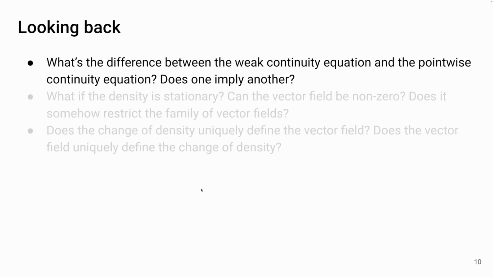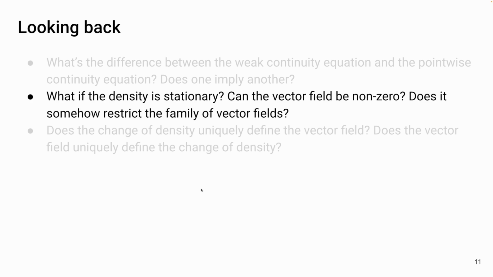After we have the result, I suggest you look back, which is a very important part of both your studies and research. And while looking back, I suggest you try to answer yourself the following questions. For example, what's the difference between the continuity equation in its weak form and the pointwise continuity equation? How does one relate to another?